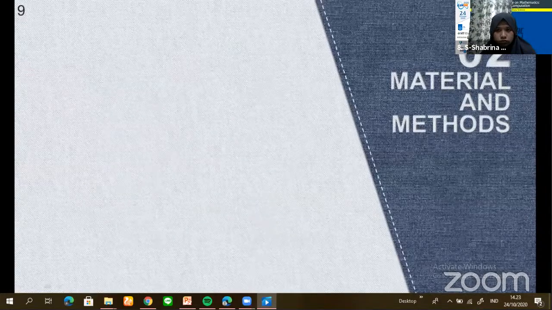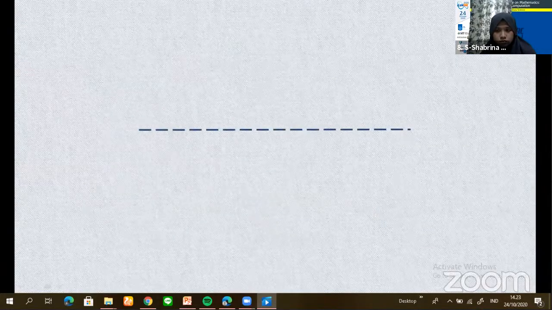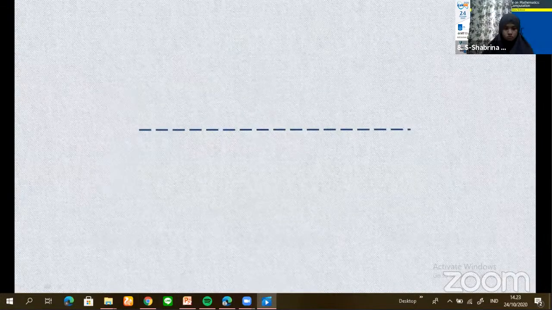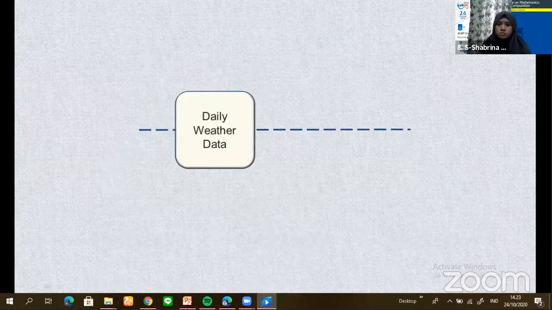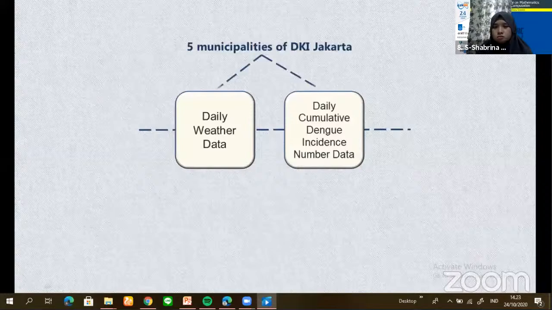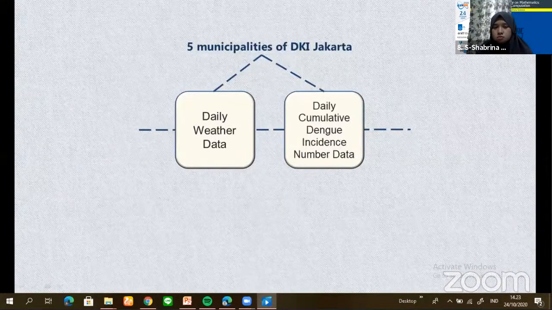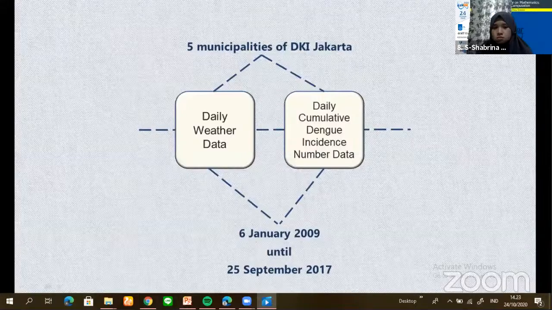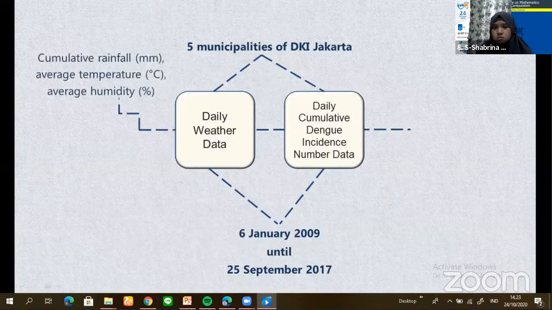The second section is material and methods. This part will be started with the information about data that are used in the study. We use two types of data, namely daily weather data and daily cumulative dengue incidence number data. From 5 municipalities of DKI Jakarta, except Kepulauan Seribu, that are recorded from 6 January 2009 until 25 September 2017.